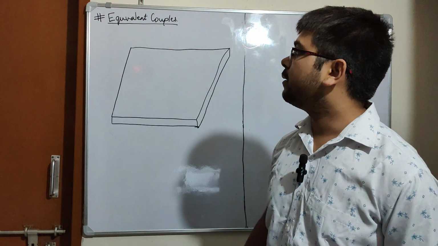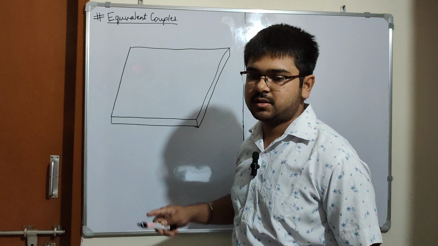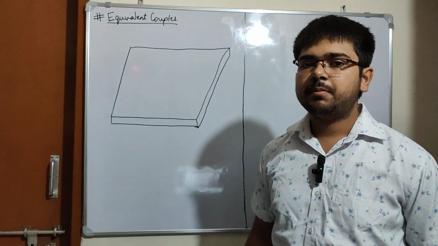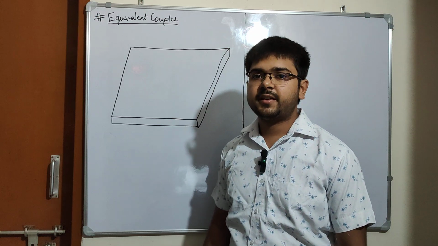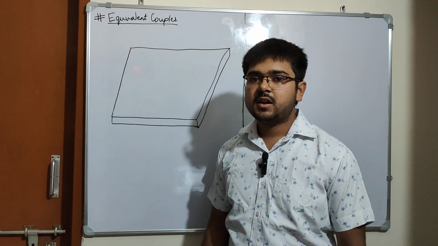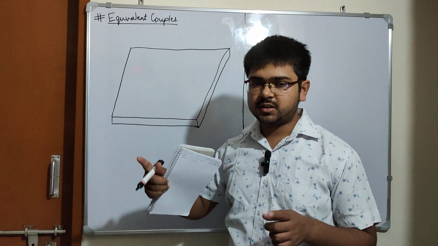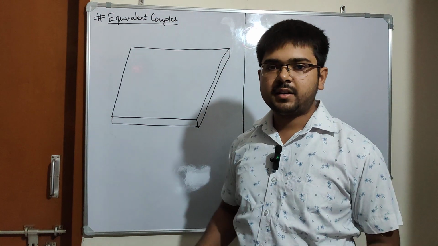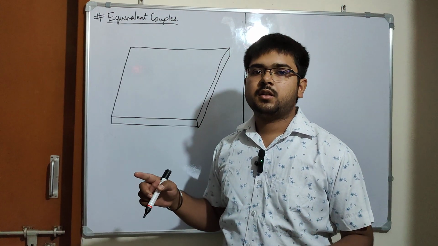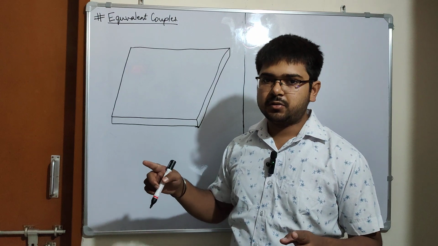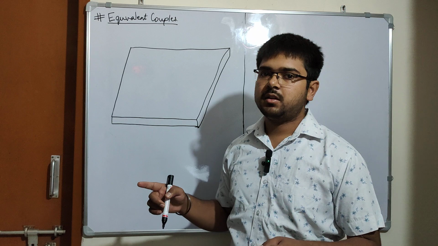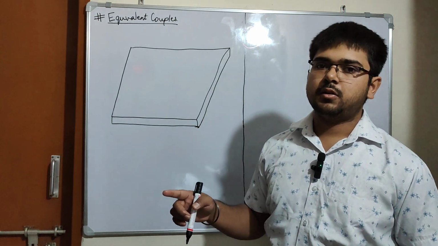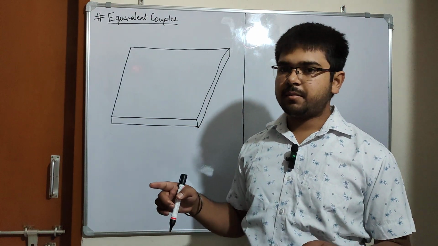Today we will be studying equivalent couples. So remember that couples are two forces that are directed in opposite direction, are separated by a distance, and are equal in magnitude. So they can be in any direction, opposite in direction and equal in magnitude.